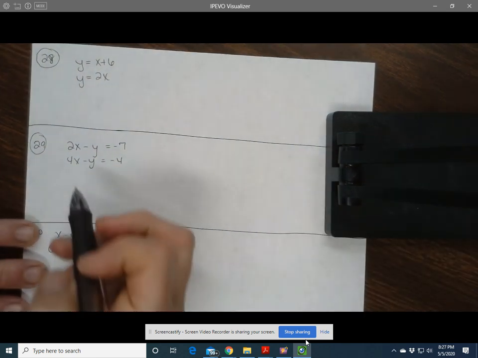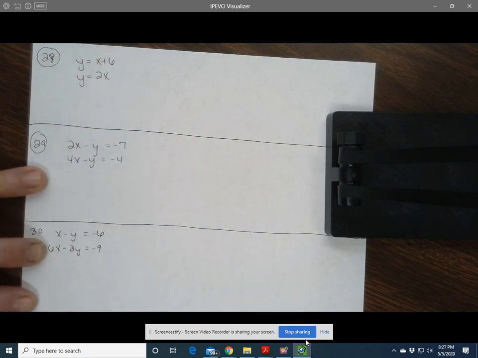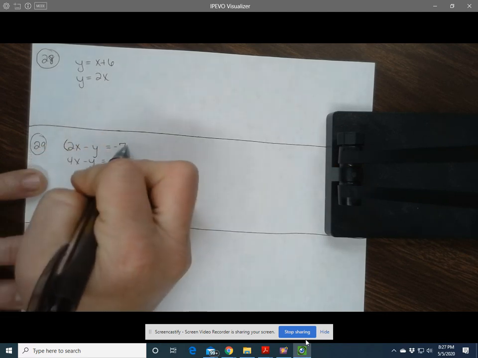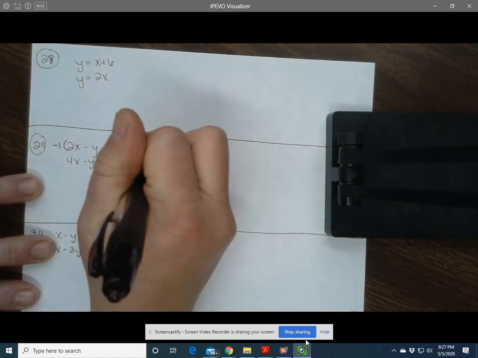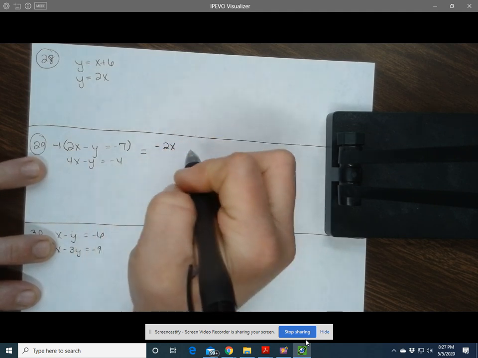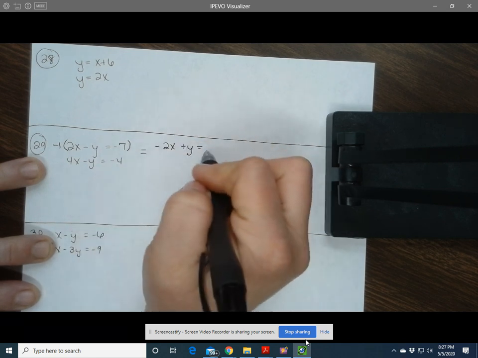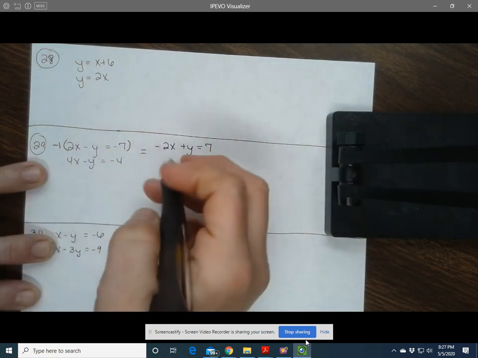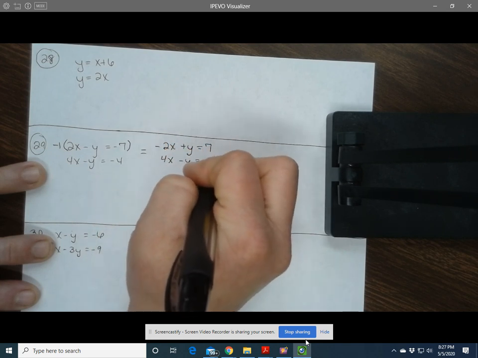I personally like elimination. So on number 29, I can see if I just turn one of these y's into a positive, then they will eliminate. So I'm actually going to multiply this one up here times a -1. And if I do that, that y becomes positive. So that's actually going to turn into -2x plus y equals +7, because that was a -7. And the one on the bottom, I didn't do anything to, so it's just going to stay the same. So that's 4x minus y equals -4.